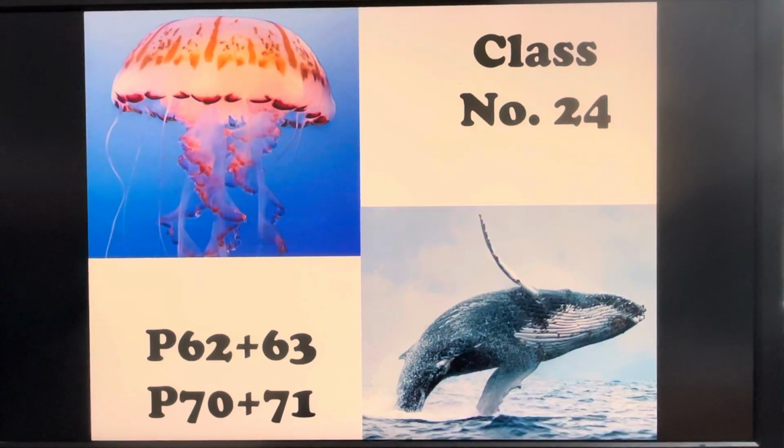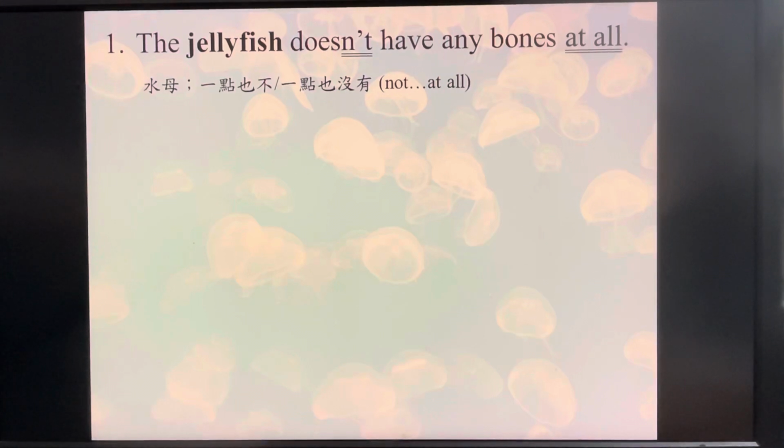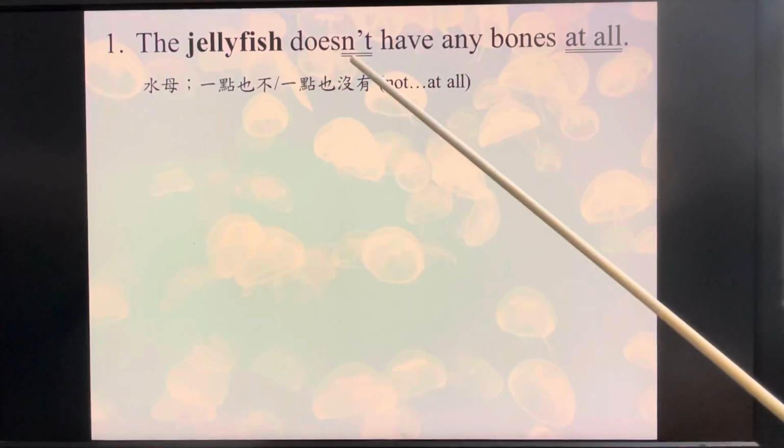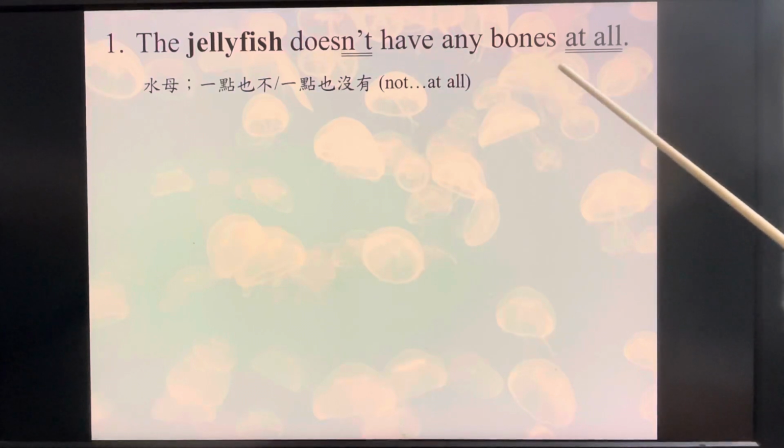Okay, everyone, let's talk about the lesson today. We want to know something about jellyfish and the whales. If you have the paper, look at sentence number 1. The jellyfish doesn't have any bones at all. We want to see "not at all." So you can see, does not have any bones at all.